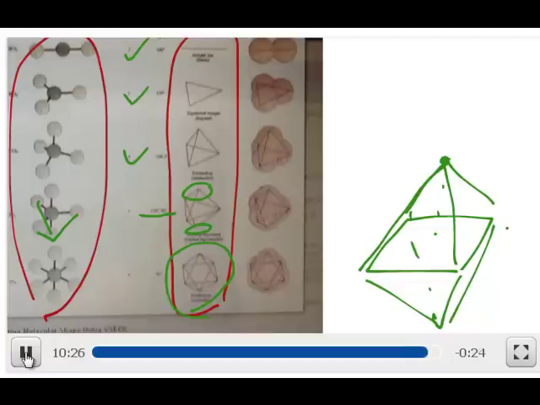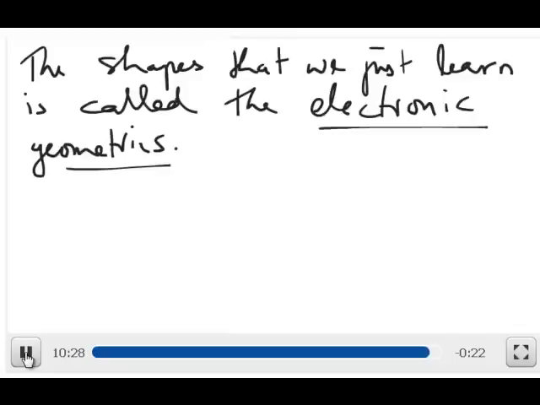That's what octahedral is. Just to close off this video, I want to mention that the shapes we just learned are what we call the electronic geometries of this particular structure. In the next video, we will talk about what the molecular shape will be for each of these electronic geometries, and for that you would have to take into account the bonding and the lone pairs.